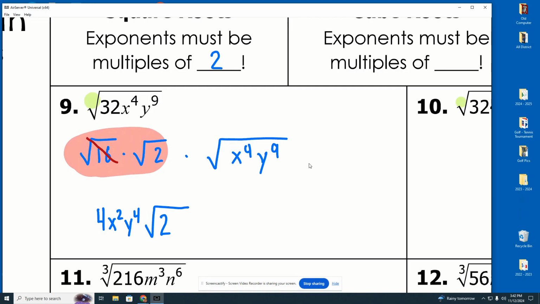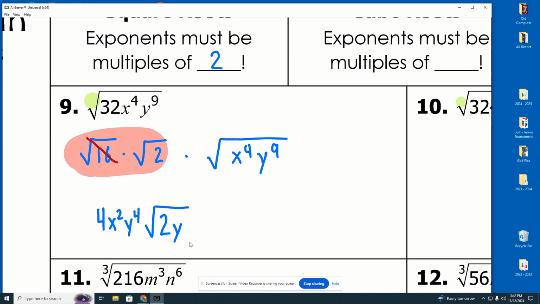But what is 4 times 2? 4 times 2 is 8. Only 8 of these y's actually got to escape. So how many were left inside? Well, 9 minus 8 is 1. So y to the first got stuck inside. So our answer, simplified, is 4x squared y to the fourth times the square root of 2y.